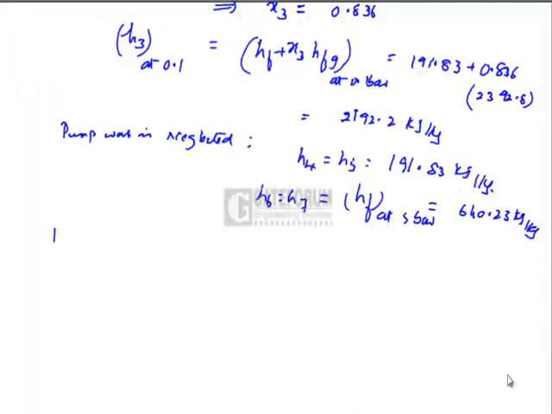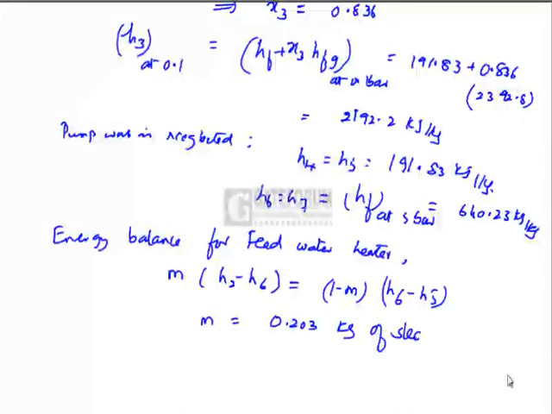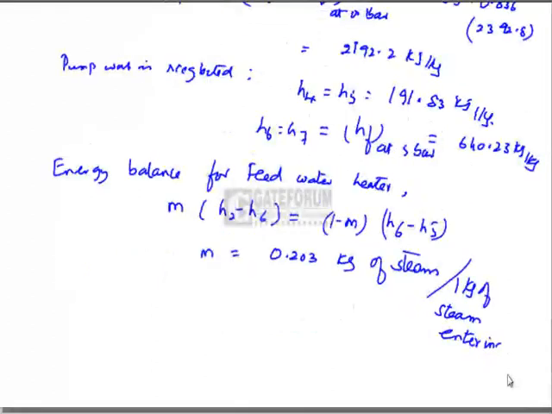So the energy balance or heat balance for the feed water heater gives m, the mass of steam bled, into H2 minus H6 is equal to 1 minus m into H6 minus H5. H5 is H4, already we know that, from which m can be calculated as 0.203 kg of steam bled per 1 kg of steam entering the turbine from the boiler. For 1 kg of steam entering the turbine from the boiler, we have calculated the mass of steam bled from the turbine.